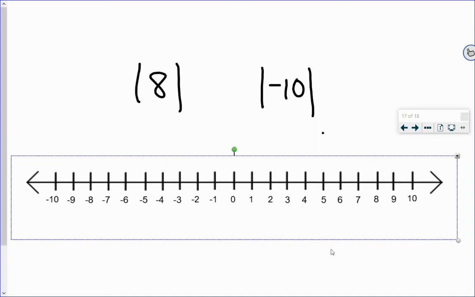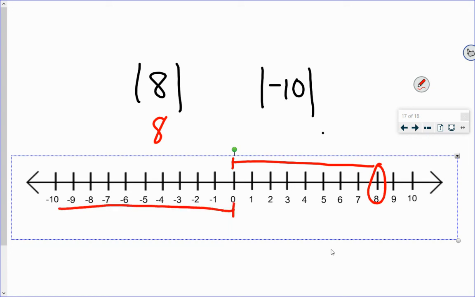One more here. Let's try this one. All right, 8. So the distance from 0 to 8 would be 8. And the distance from 0 to negative 10 would be 10. So which distance is further? Well, 8 is smaller than 10. So that kind of concludes ordering and comparing integers, and comparing absolute values.